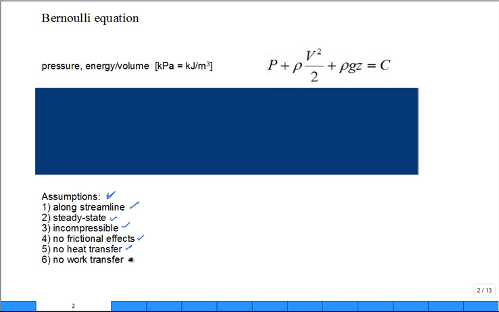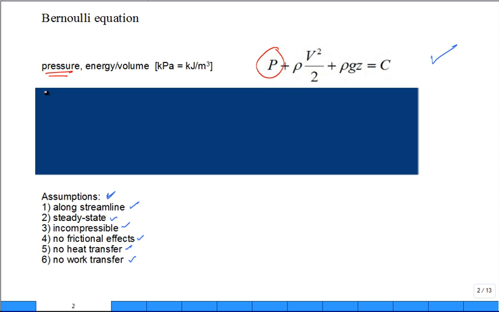No heat transfer, no work transfer. And we're left with this nice equation. This is the favorite form, or one of the more favorite forms, because every term has units of pressure in it. So P plus 1/2 rho V squared plus rho g z is equal to a constant anywhere along that streamline. The Bernoulli equation, it's a statement of the conservation of mechanical energy.